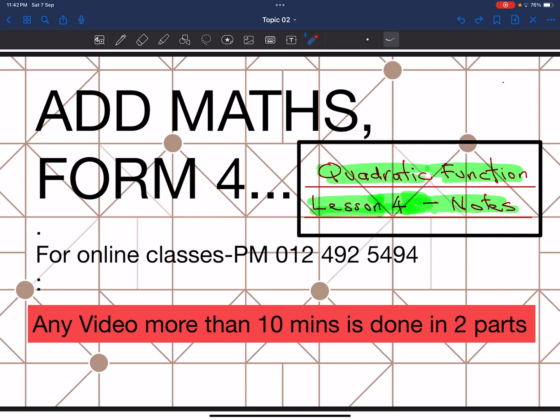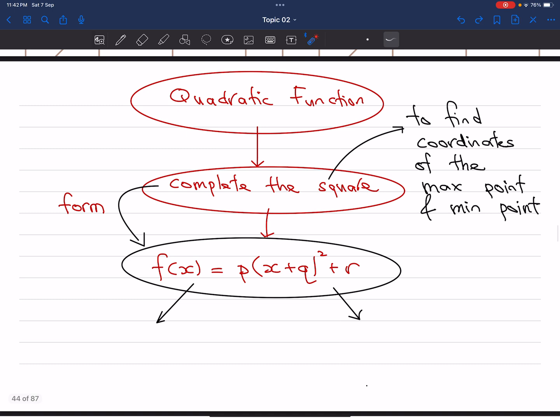Today's lesson, quadratic function, lesson 4, continue the notes. This is our last lesson for the notes. For this quadratic function, we have done complete the square.